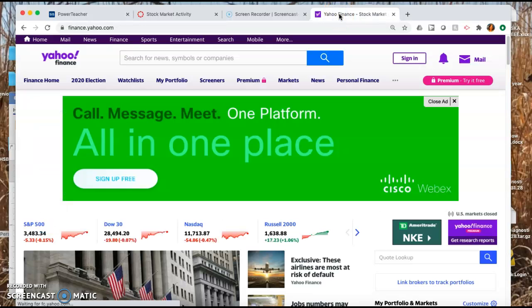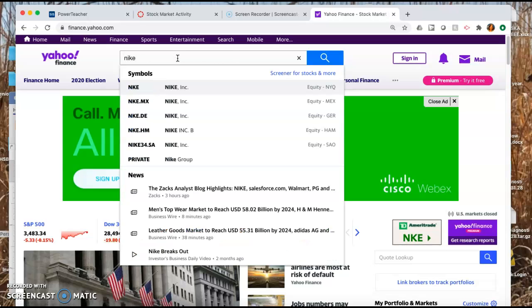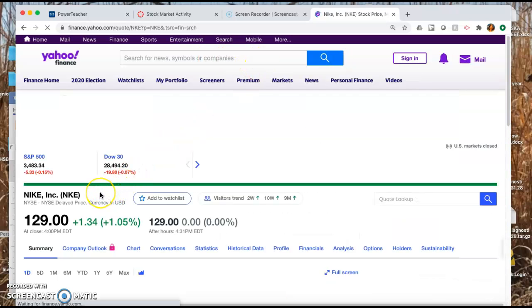Go to finance.yahoo.com and you're just going to search for some companies that you like or have heard of or that you're interested in. So for example, students always like Nike. It's very popular, so I'm going to type in Nike in the search bar and it pops up.